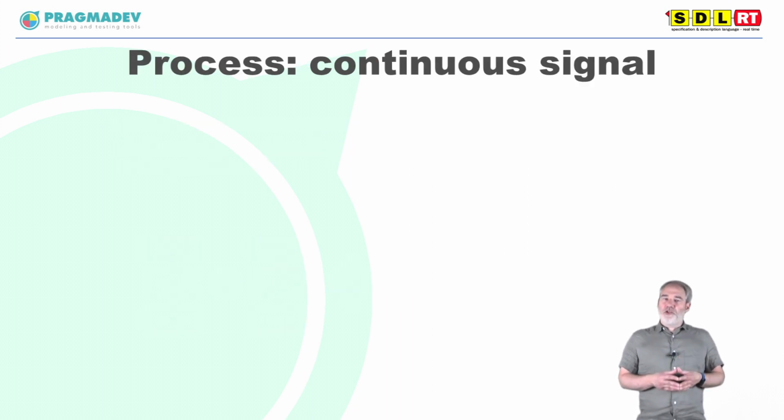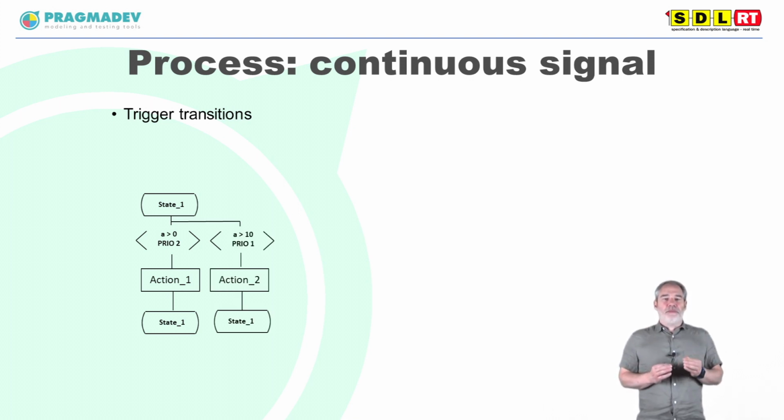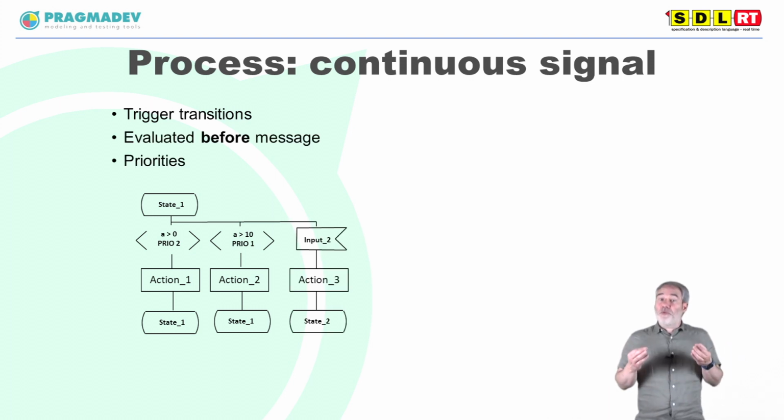As we already mentioned a few minutes ago, apart from messages, another possible trigger is a continuous signal. A continuous signal is actually not a signal. It is an expression that is evaluated before looking at the message queue. There can be several continuous signals, and in that case, they have priorities.